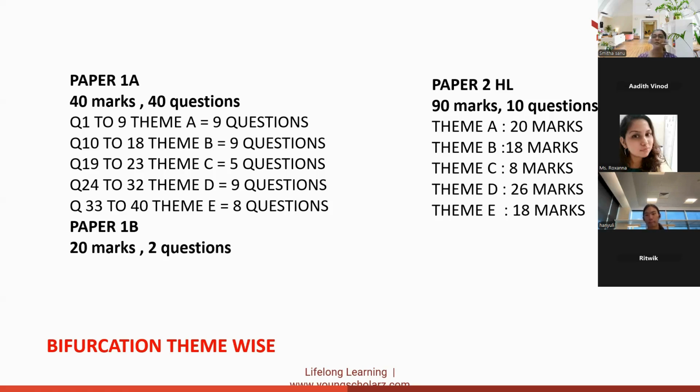For HL paper 2, you can see the division. Again, it is 20 for theme A. The highest weightage is fields, so you shouldn't skip this topic. It's very, very important. Theme D, which is basically D1, D2, D3, is extremely important and has a lot of weightage in both the papers, as you can see. Theme B is 18 marks. Again, theme C, the weightage is less. It's only 8 marks. And theme E, again, 18 marks.